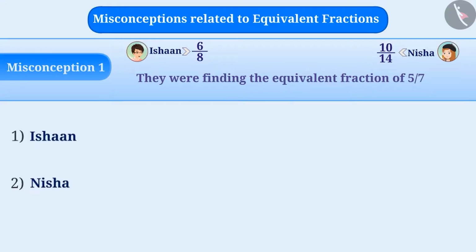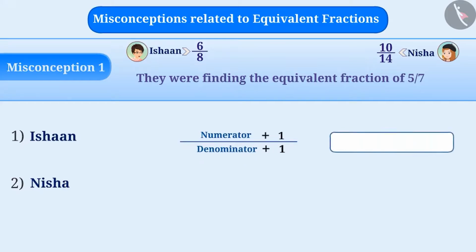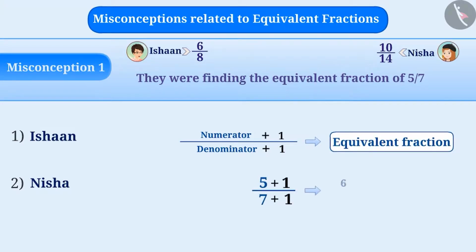Sometimes there is a misconception that adding the same number to the numerator and the denominator of a fraction gives its equivalent fraction. In this way, Ishan had added 1 to the numerator and the denominator of 5 by 7. Therefore, he got the fraction 6 by 8, which is incorrect. So option 1 is the wrong answer.